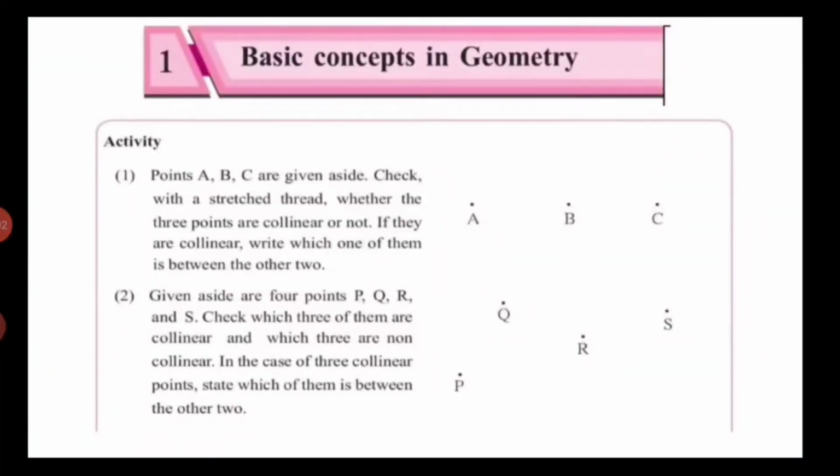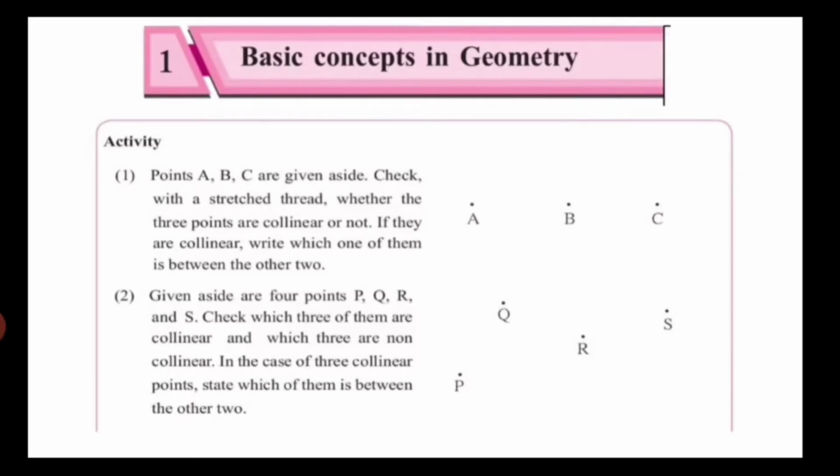Before starting our question number 3 from practice set 1.1, let us get to know about few more basic concepts in geometry. Let us read these activities given in the textbook. First activity is: points A, B, C are given aside. Check with a straight thread whether 3 points are collinear or not. If they are collinear, write which one of them is between the other two.